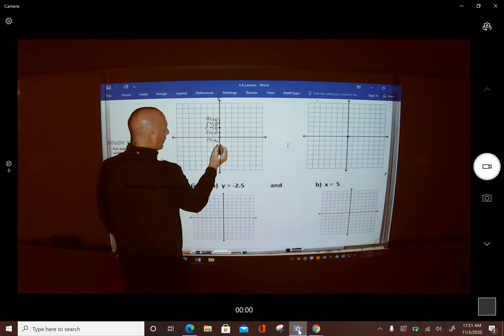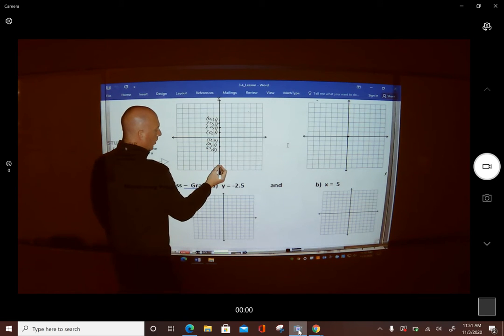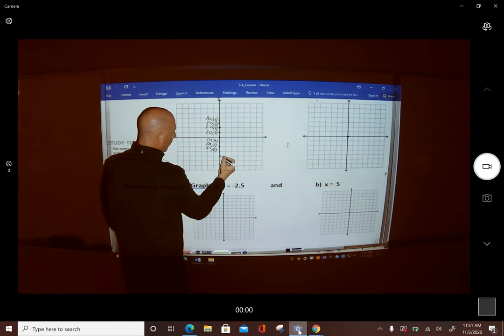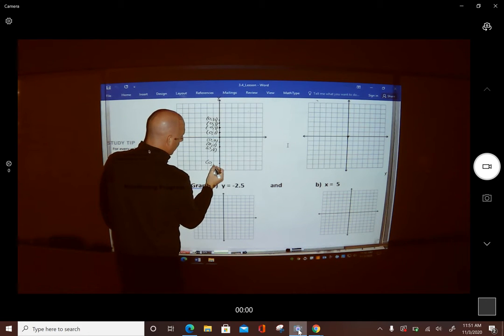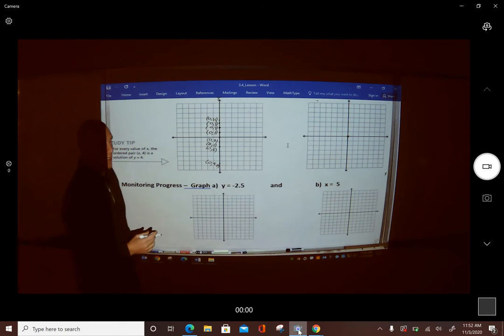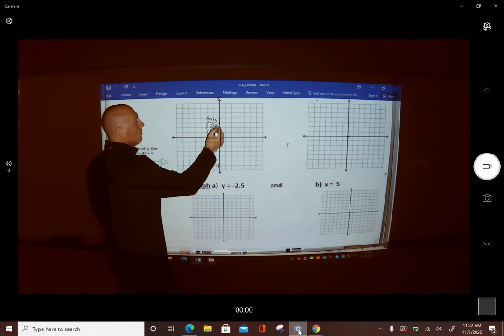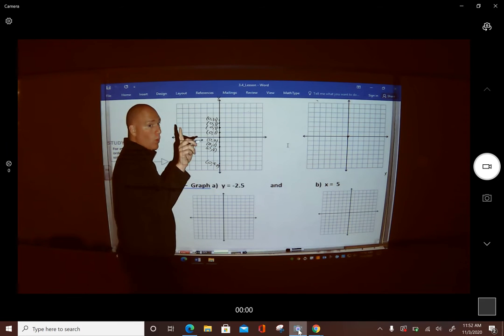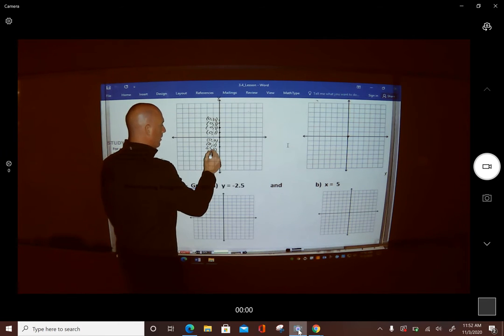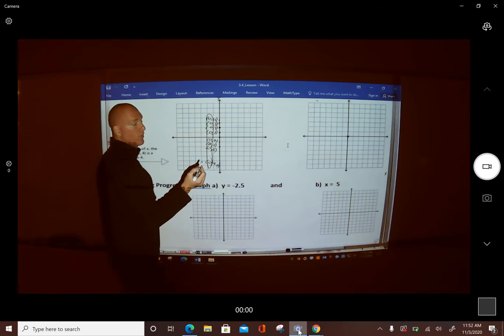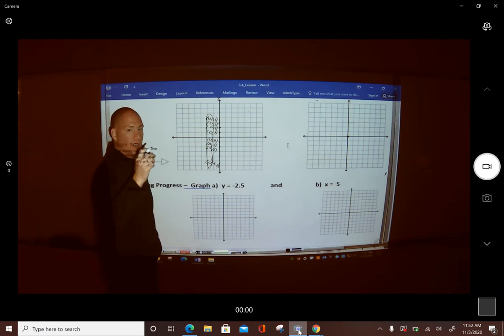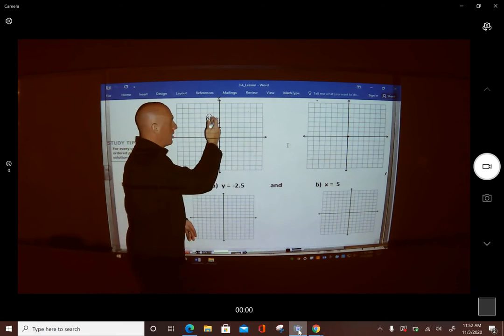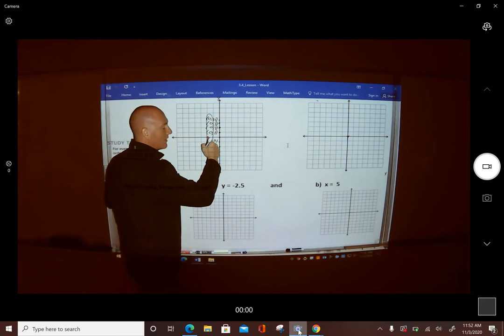Let's go down. 0, negative 1. 0, negative 2. And come all the way down here. That'd be 0, negative 5.5. So hopefully you see something in common. Every point on the y-axis has one thing in common. The x is 0. It is a huge concept, and we just now came up with it. Every point on this line, x is 0.